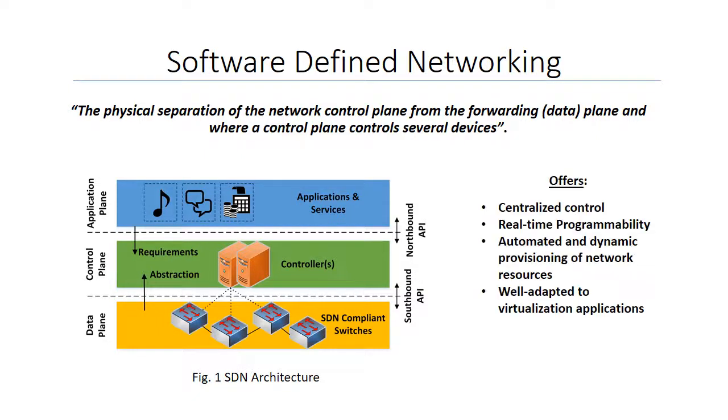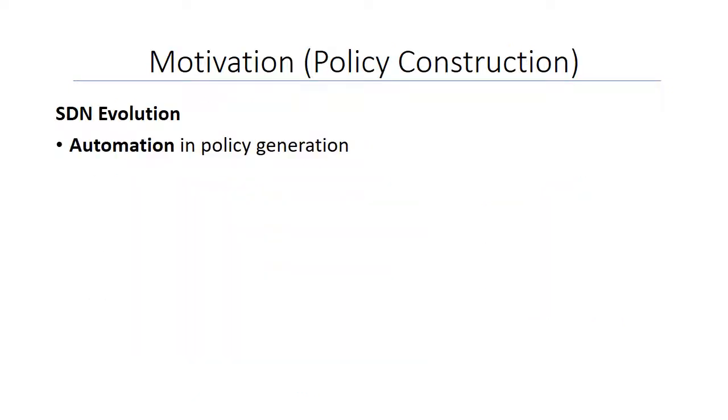The SDN architecture offers centralized control, real-time network programmability, and automated and dynamic network provisioning. The scheme itself is well adapted to virtualization applications and has significant traction in data center networking as well as in mobile communications. So moving on, as SDN applications continue to evolve, there is a growing need for automation in network policy generation or network policy construction.